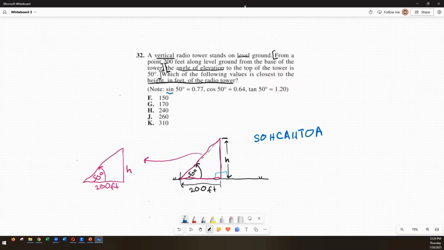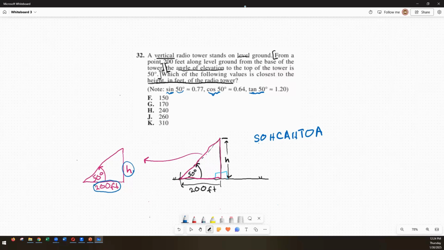Because I notice down here, I'm given a whole bunch of trig functions operating on that 50-degree angle. I don't even have to get my calculator out and use a scientific calculator. The exam already has this. So I just need to know which trigonometric function, sine, cosine, or tangent, is going to give me some relationship between h and my 200 feet.